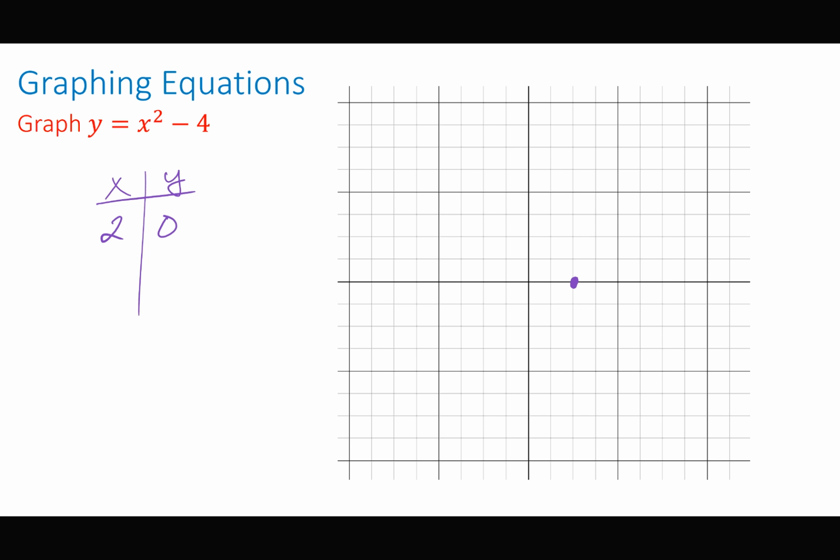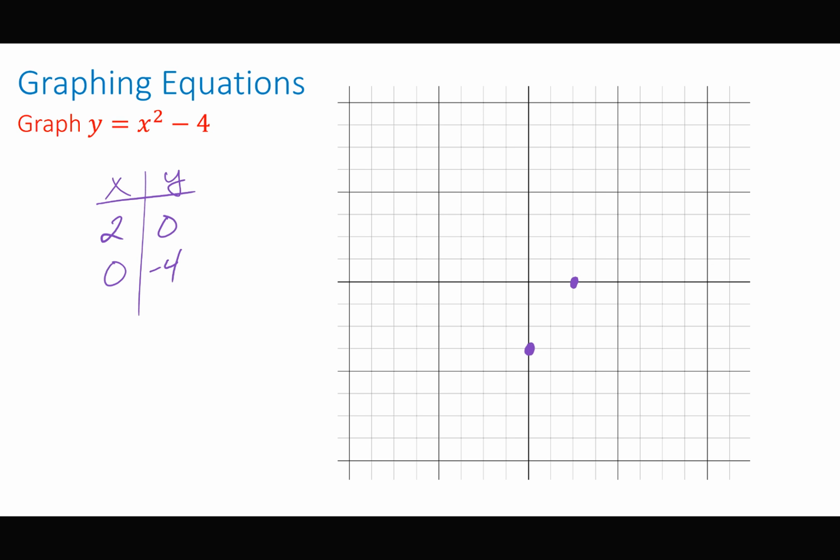This might be a refresher for you as well. 2 comma 0 means I go over 2, up 0. It's not up 2, over 0. So it's the x and the y. Okay. Hopper, give me an x value. So 0 minus 4. So I'll go down here to negative 4.